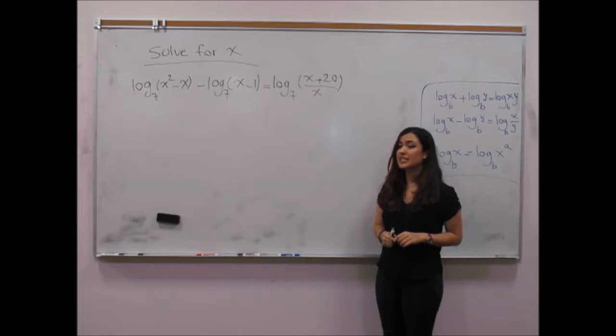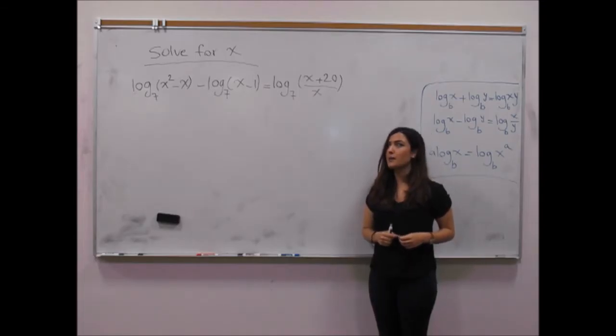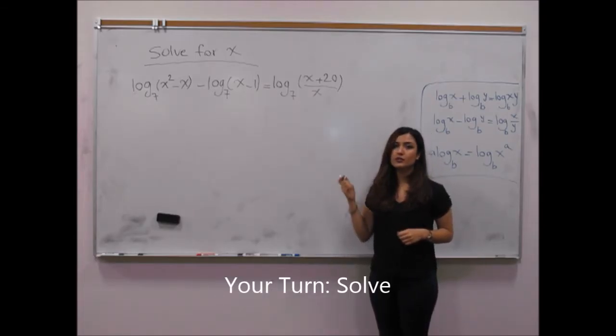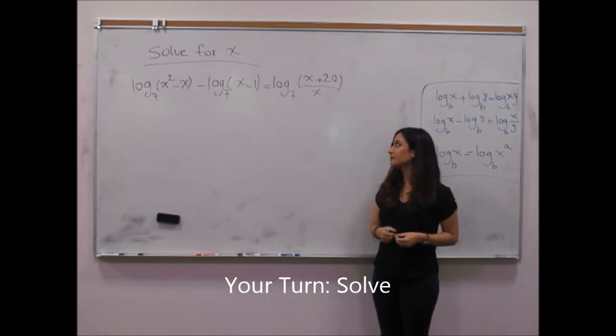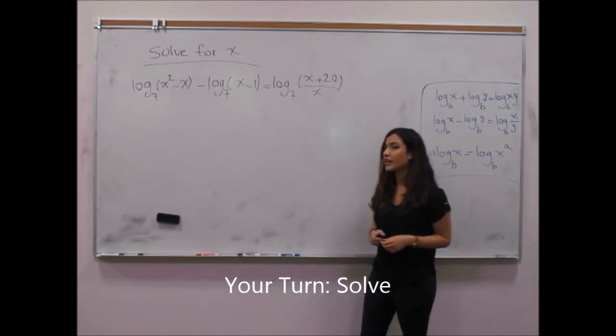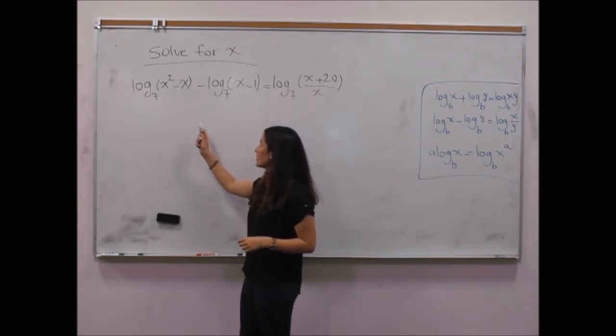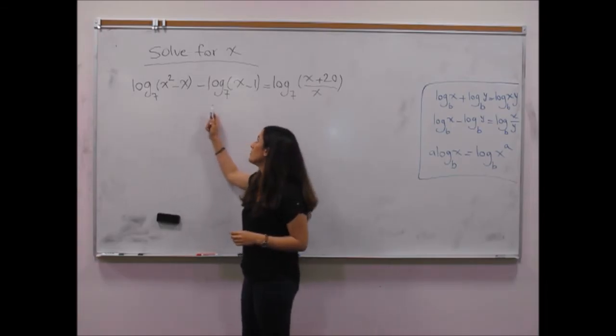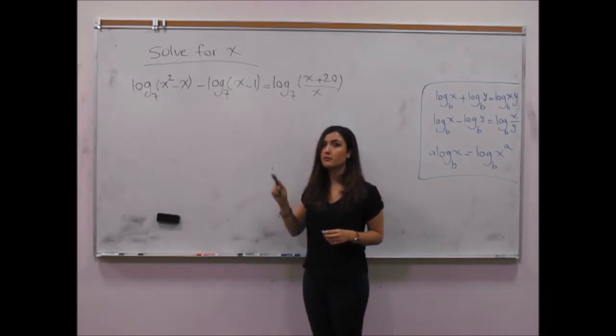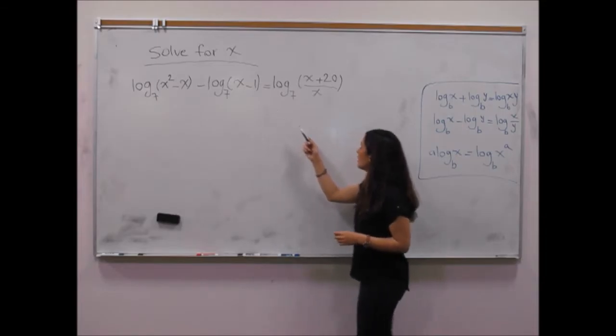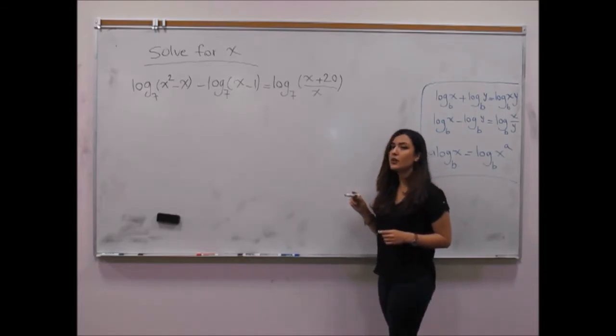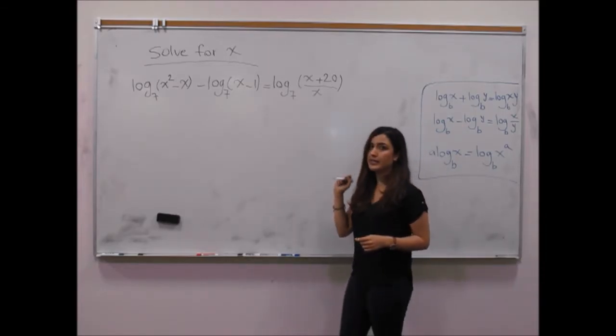Alright, here I have this last example for you to try. Pause the video and try to do this. We'll go over it together. Okay, I have log of x squared minus x base 7 minus log of x minus 1 base 7 equal to log of x plus 20 over x base 7.